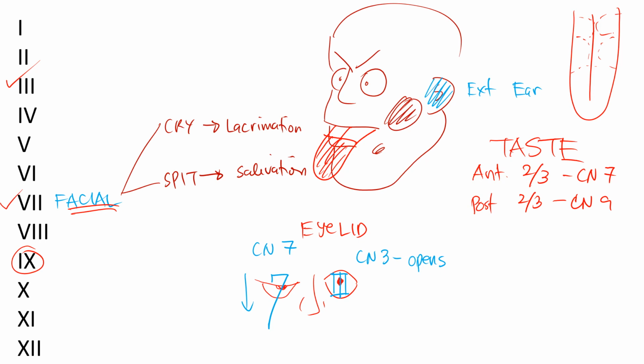So, if you see a person and you tell them, close your eyes, and he could not close, let's say, the right eye. What seems to be the problem? What is weak is the muscle that closes the eye. And what cranial nerve is affected? It's cranial nerve 7.